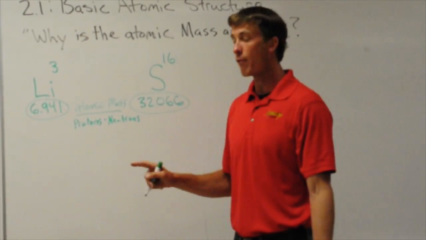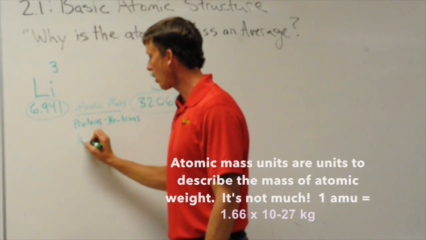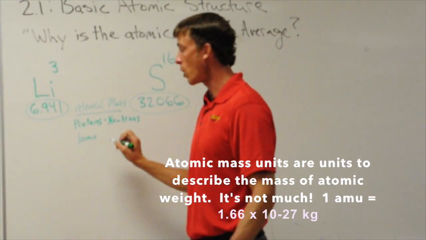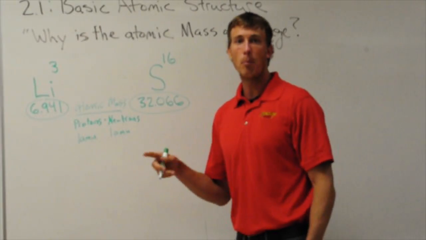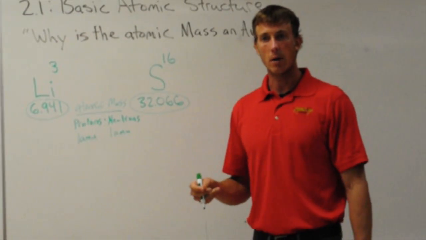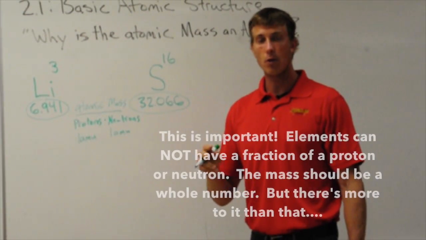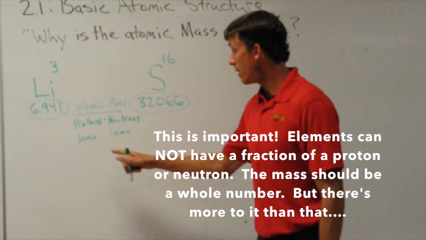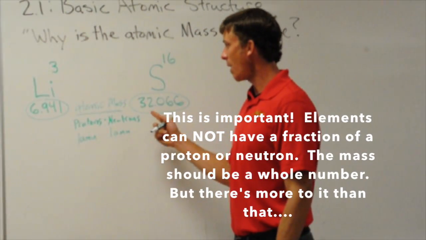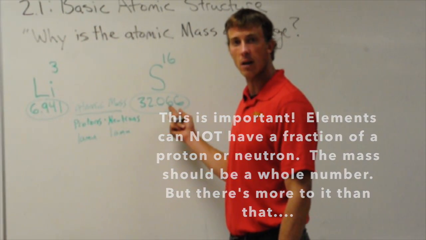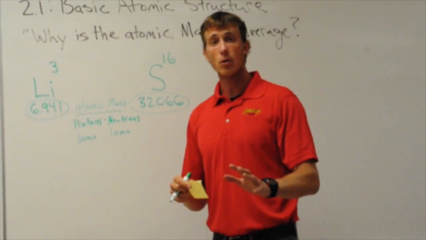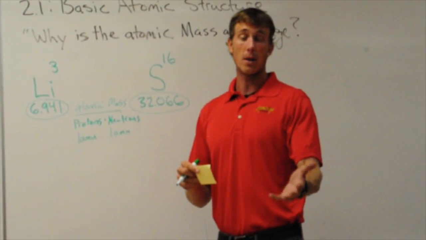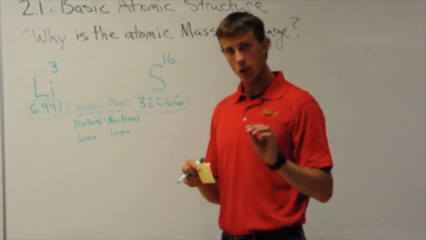But why is it an average? Because remember, protons are 1 AMU, neutrons are also 1 AMU. So you can't have a 0.5 neutron. It has to be 1, 2, 3 neutrons, 1, 2, 3 protons. These are 1. So why is there an average? You can't have a 0.066. It has to be an even number because if I have, for example, 8 protons and 6 neutrons, then 8 plus 6 is 14. The number should be even.